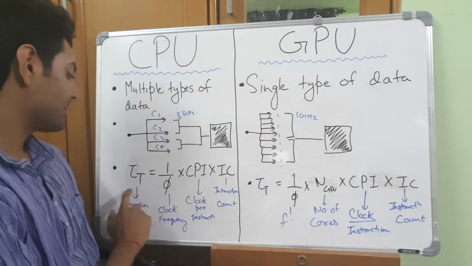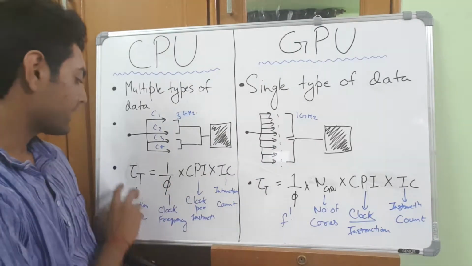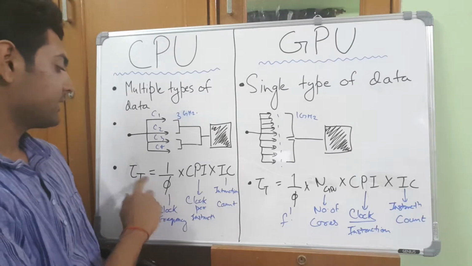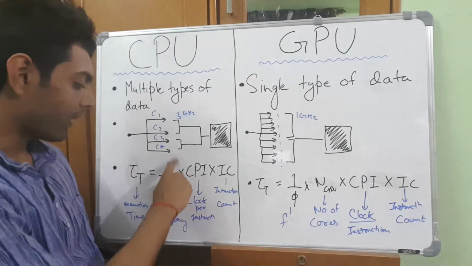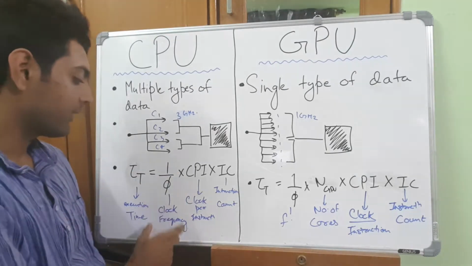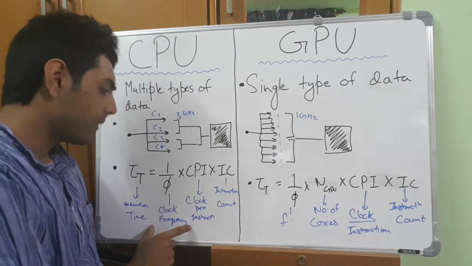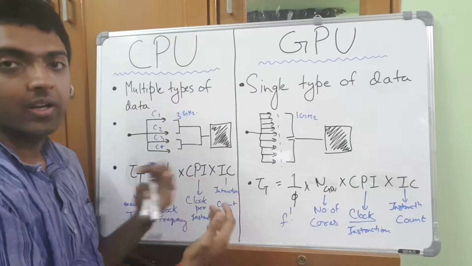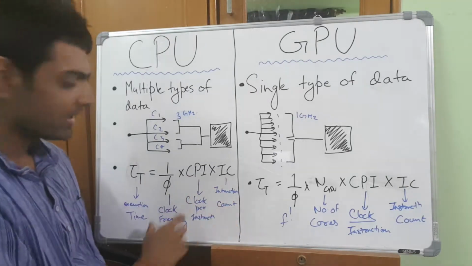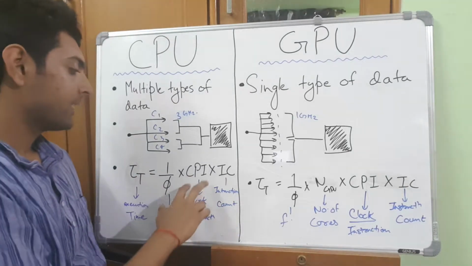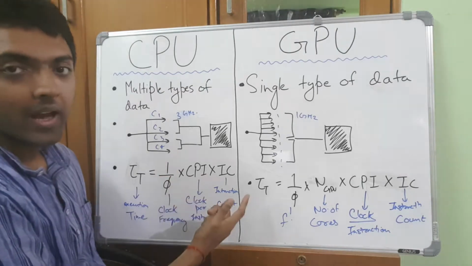The third point is the execution time. Execution time, T, is equal to 1 upon clock frequency. If the frequency is higher, execution time will be smaller. If the frequency of the CPU is faster, as I told you, 1 gigahertz, 8 gigahertz of processing, the execution time will be smaller. Then multiplied by CPI.